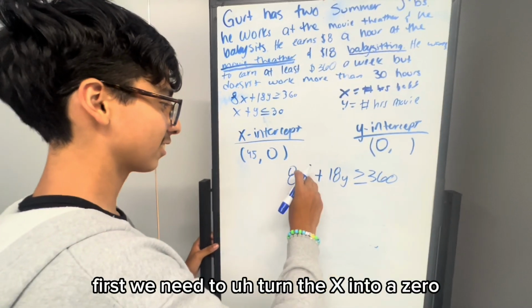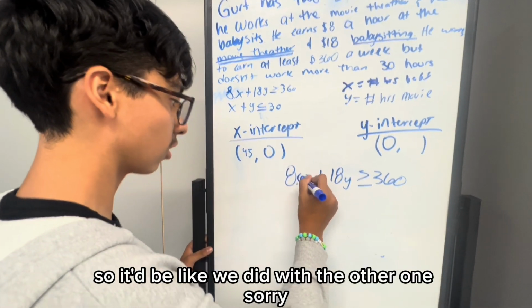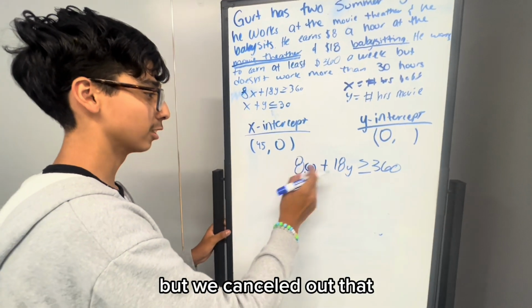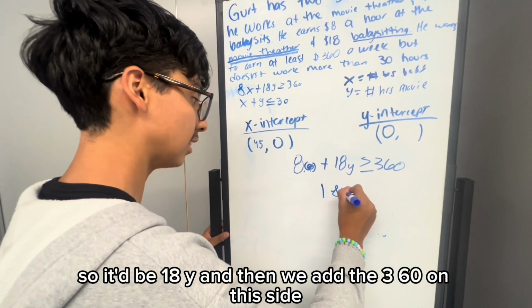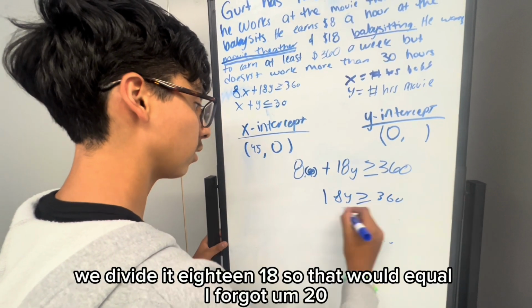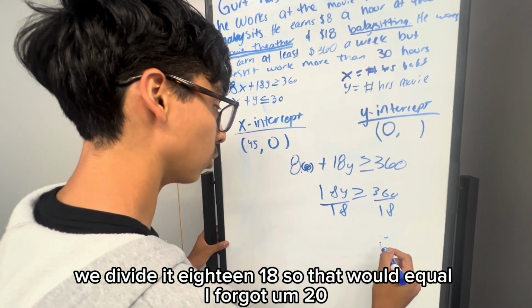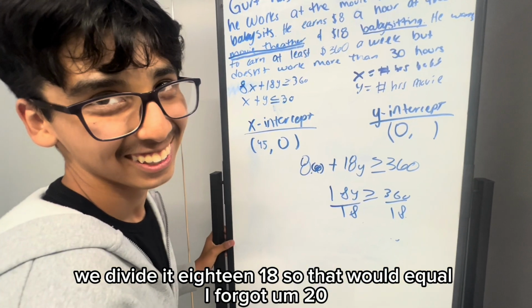First, we need to turn the x into a 0. So it'd be like we did with the other one. Sorry, it's a little hard to see here, but we canceled out that. So it'd be 18y, and then we add the 360 on this side. We divide it by 18. So that would equal, I forgot.